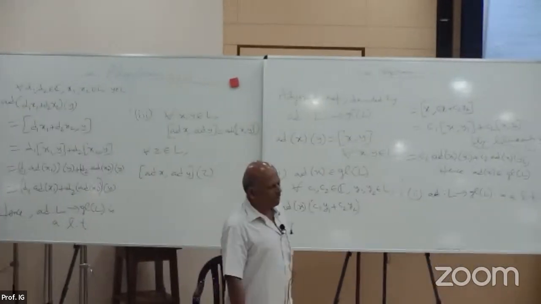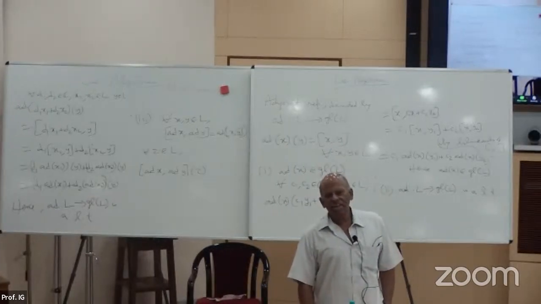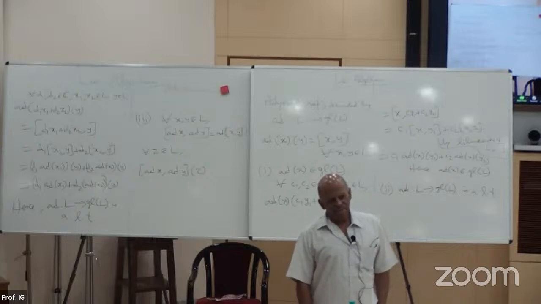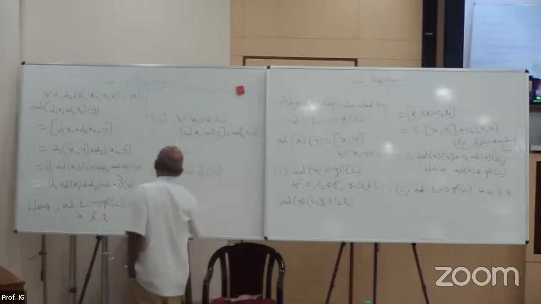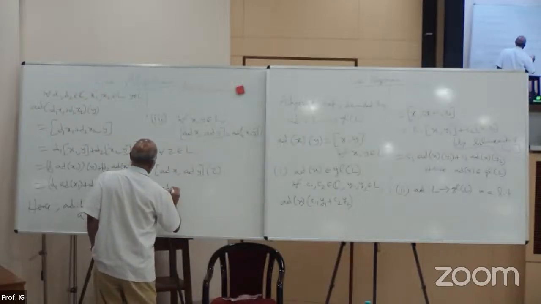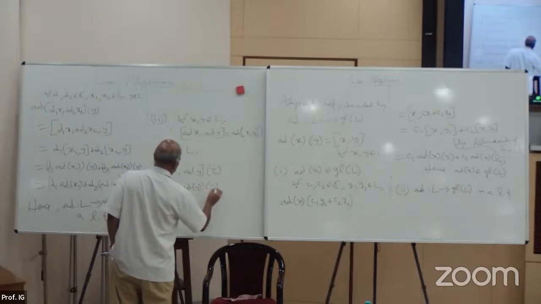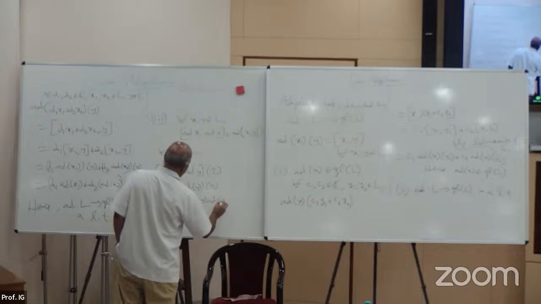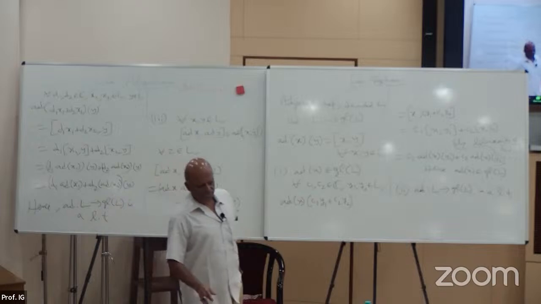See, L is an arbitrary algebra. We don't know what the bracket looks like. But in gl(L), we know what the bracket is. It is precisely ad x ad y minus ad y ad x. So here we know what it is. This is ad x, ad y of z minus ad y, ad x of z. In gl(L), this is the bracket.